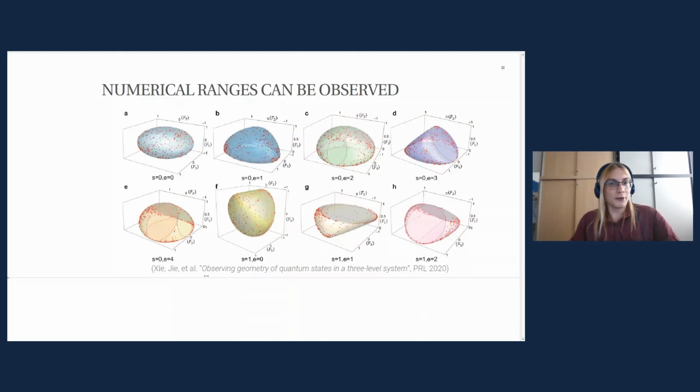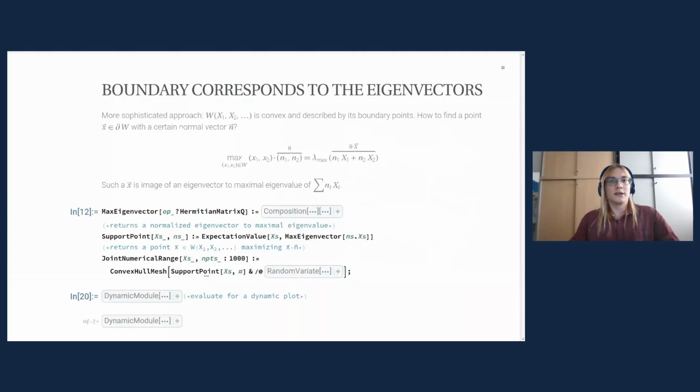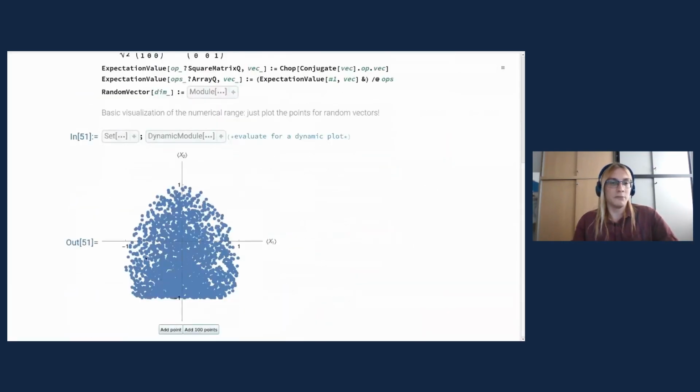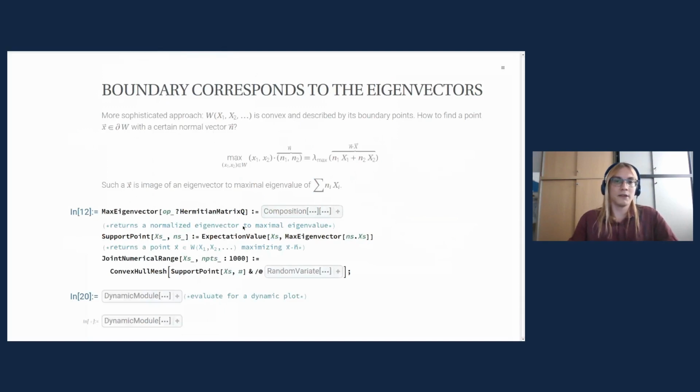So these are measurable in principle because they are just expectation values. And we could visualize them. We could visualize them with a bit of random search. Essentially, that's a Monte Carlo algorithm. But there are other options, more involved ones.